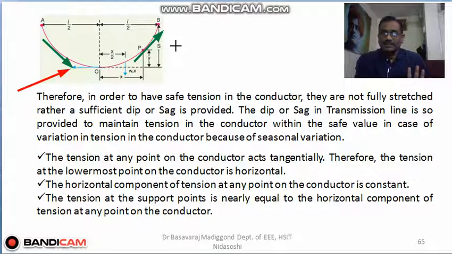The tension at the supporting points, the tension at this point of support, is nearly equal to the horizontal component of the tension. These are the 3 points you must note. One is that the tension at any point on the conductor acts tangentially. The other is that the horizontal component of the tension at any point is constant, and the tension at the support points is nearly equal to it.